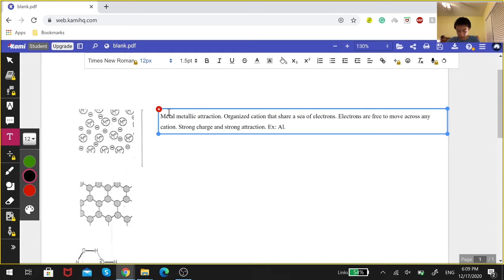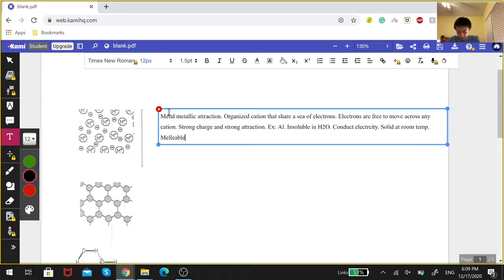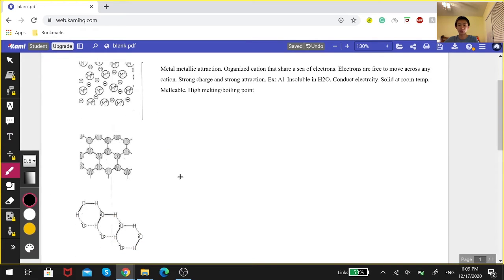Other properties include insoluble in H2O, conducts electricity, solid at room temperature, malleable, and high melting / boiling point. And that defines a metallic. That defines a metal with a metallic bond.